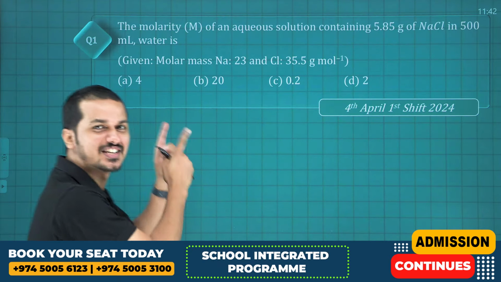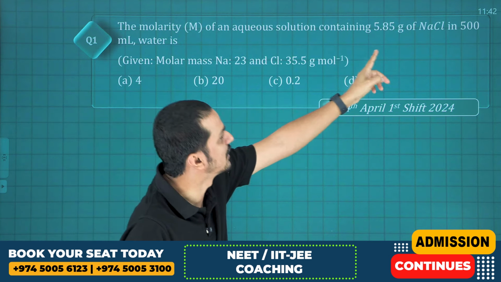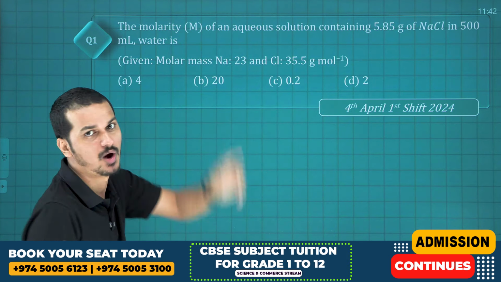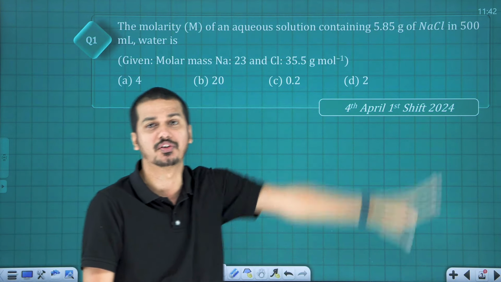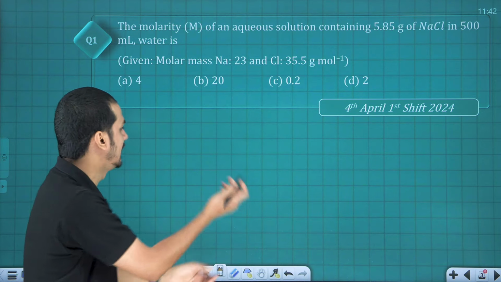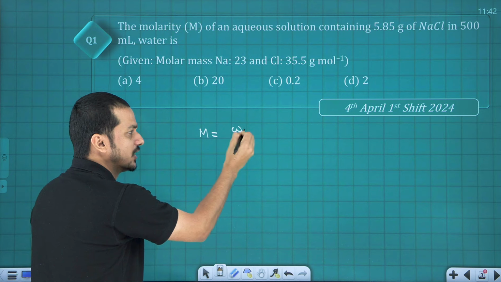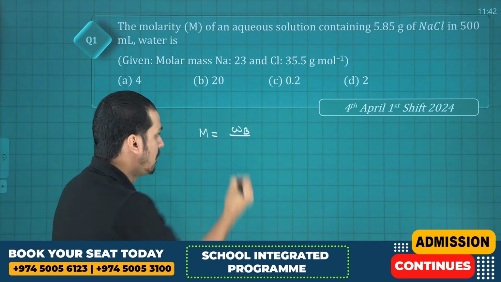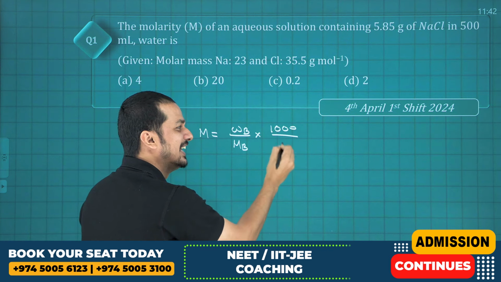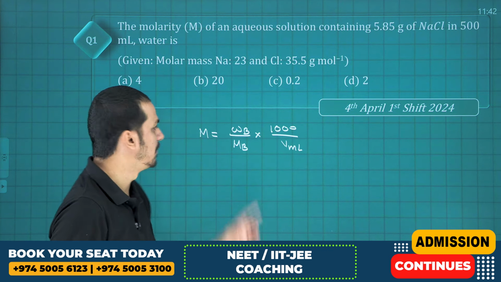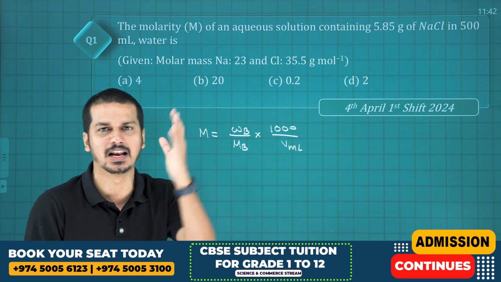See, this is the first question. The molarity of an aqueous solution containing 5.85 gram of NaCl in 500 ml water. It's a simple question they asked on 4th April, first shift 2024. So they are asking directly the molarity. What's the formula for molarity, dears? Molarity is equal to given mass of solute, that is WB, divided by molar mass of solute, into 1000, divided by VML, volume in milliliter. WB means given mass of solute, MB means molar mass of solute, VML means volume in milliliter.